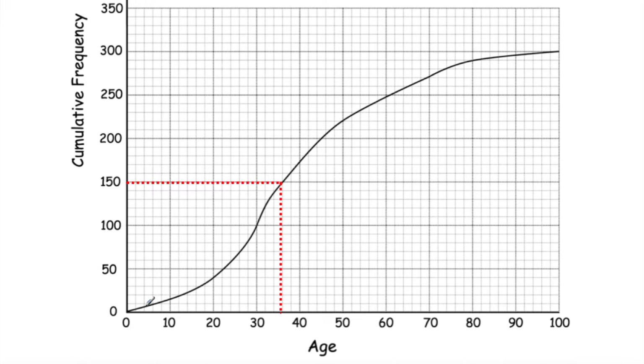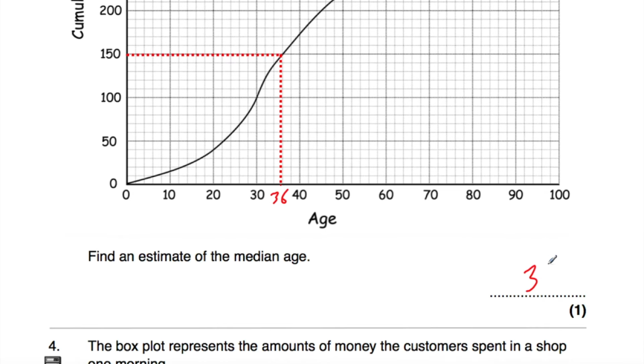Now in terms of these little boxes, let's see what each one of them is worth. So between 0 and 10, that's 5 boxes. So 10 divided by 5 is 2. So each one of those little boxes is 2. So 2, 4, 6, 8, 10. So this would be 32, 34, 36. So it's 36 years old. So our estimate for the median age would be 36 years old.